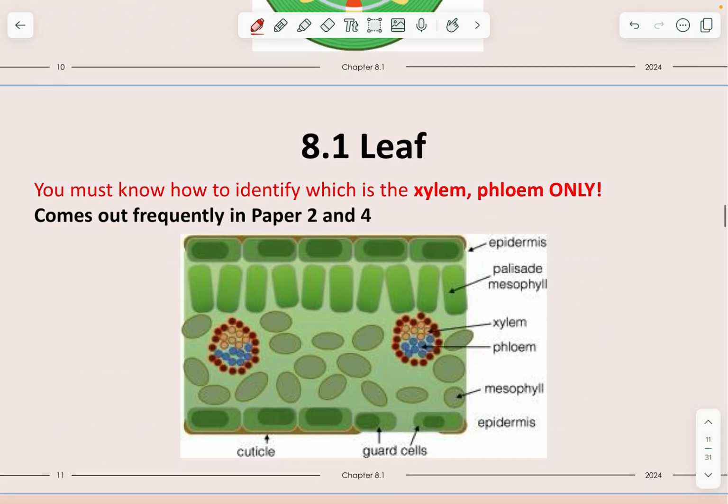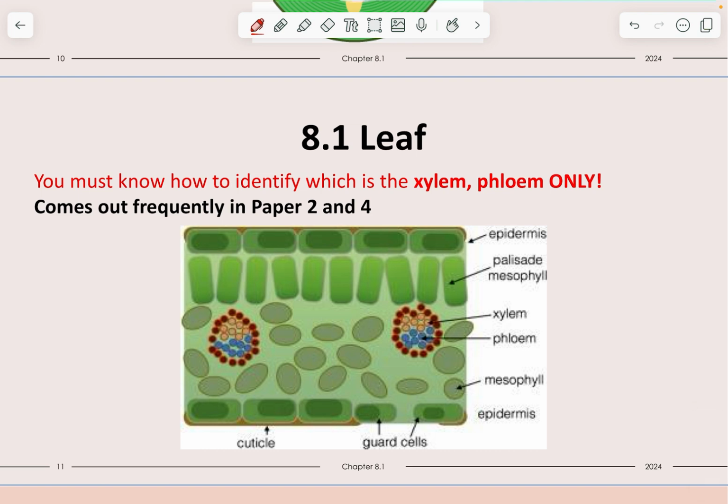Okay, for the leaf, it's a little bit different. It's the other way around. So for this case, you need to know that xylem is on the top. So for this exception, xylem is at the top. Rarely we would have questions that talk about which is the xylem in the leaf, because most of the time we know that in stems you can see that it's very similar to each other, so that's why a lot of people get confused. So for this case, this would be the xylem on the top this time and not the phloem.